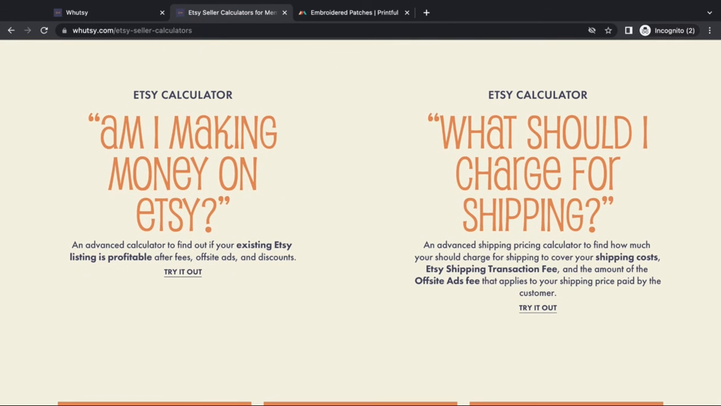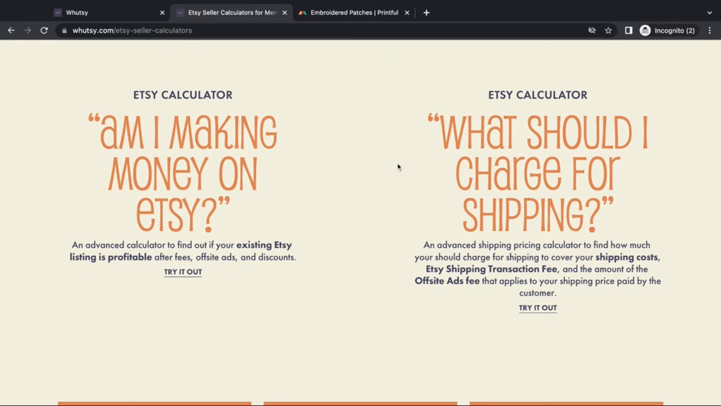I also have the Am I Making Money on Etsy calculator. This calculator is for your existing listings. You have a bunch of listings. You're not sure if you're really making money off of these. This is the calculator for you. So you don't have to go in and use the other calculator. You can just use this one with the existing pricing that you have and see if it's working. And then if it's not, you can adjust from there and maybe use the other calculator to find out what price you should be charging.